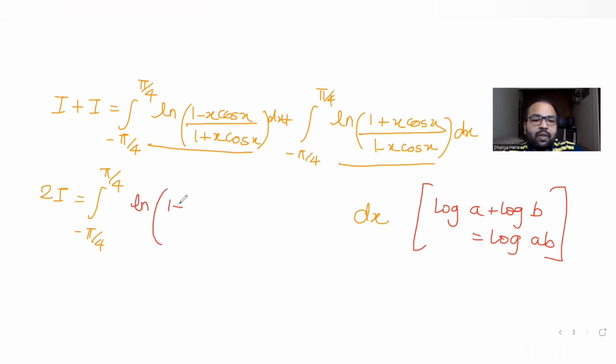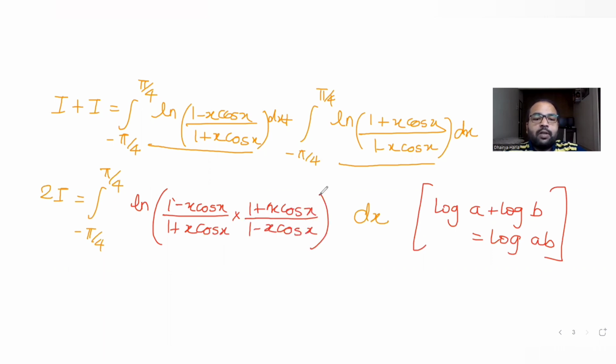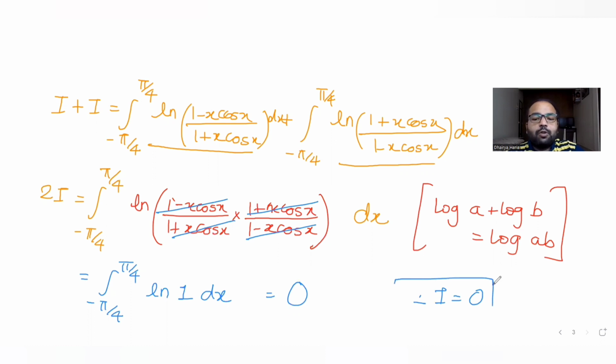So log of (1 minus x cos x) upon (1 plus x cos x) multiplied with (1 plus x cos x) upon (1 minus x cos x). Here I can cancel these terms out, so what I get is log of 1, dx. Log of 1 to the base e, we know, is 0. Therefore, the value of I is equal to 0 by 2, which is also 0.